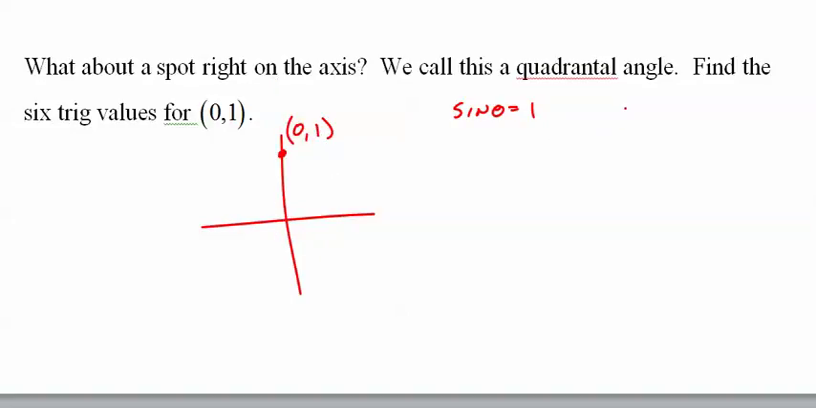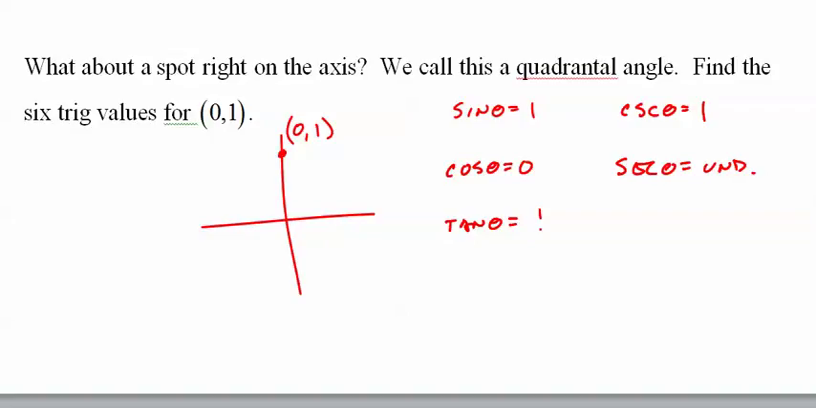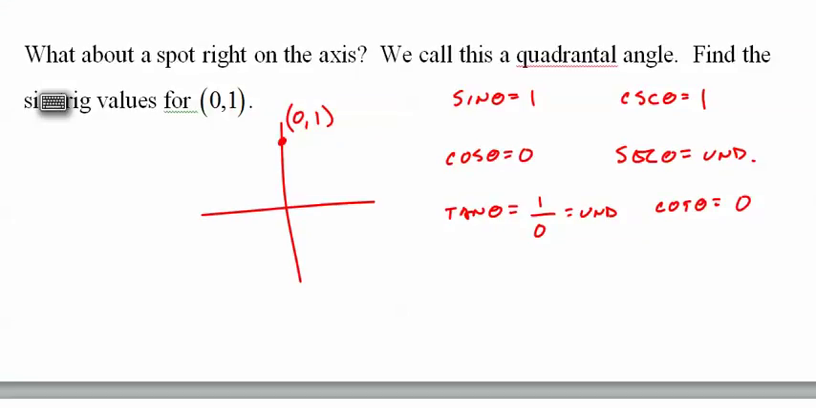Sine of theta is 1, therefore cosecant of theta is 1. Cosine of theta is 0. I hope you know what secant of theta is then. Undefined. Tangent of theta is sine over cosine, y over x, 1 over 0, undefined. Cotangent of theta is 0. So for the quadrantals, just think unit circle. What's going on in that spot in the unit circle?